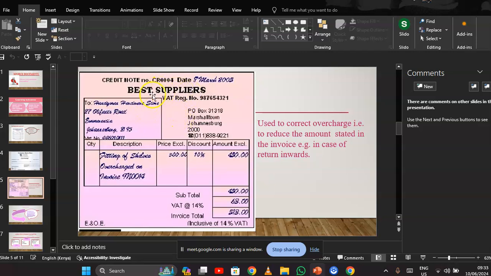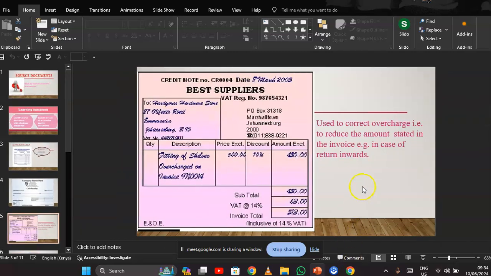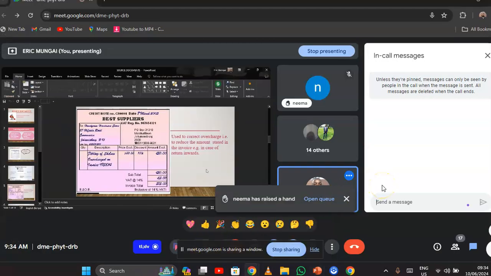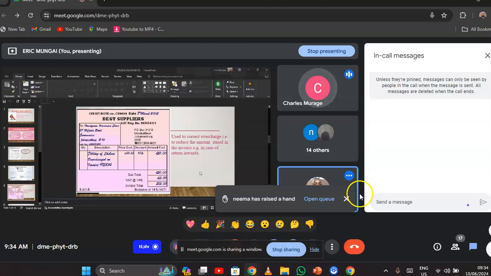There I've presented you with a credit note. Yes? Someone to write on the chat. How do we use that document, a credit note? Or someone can just raise up the hand to tell me. Are you able to see that document? Okay, how do we use that? Charles, Neema? I think it's used to correct an overcharge. Okay, very good. It is used to correct an overcharge.